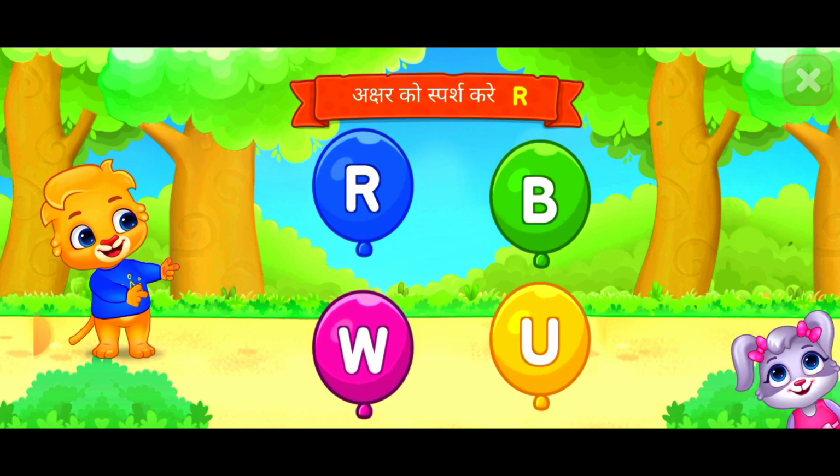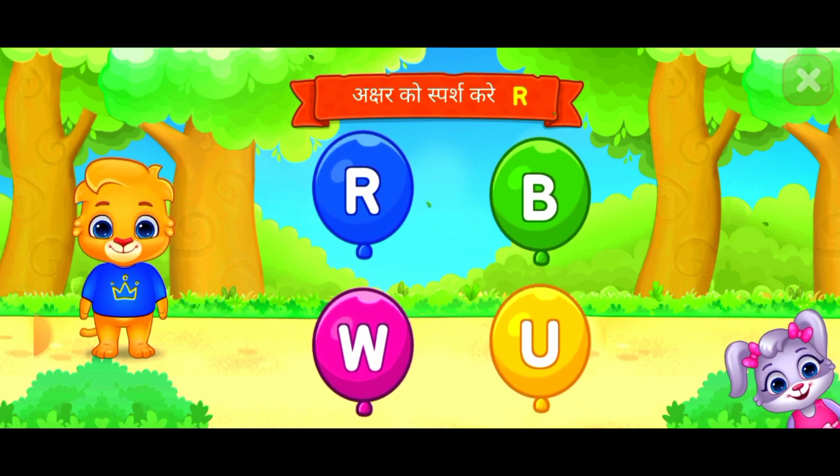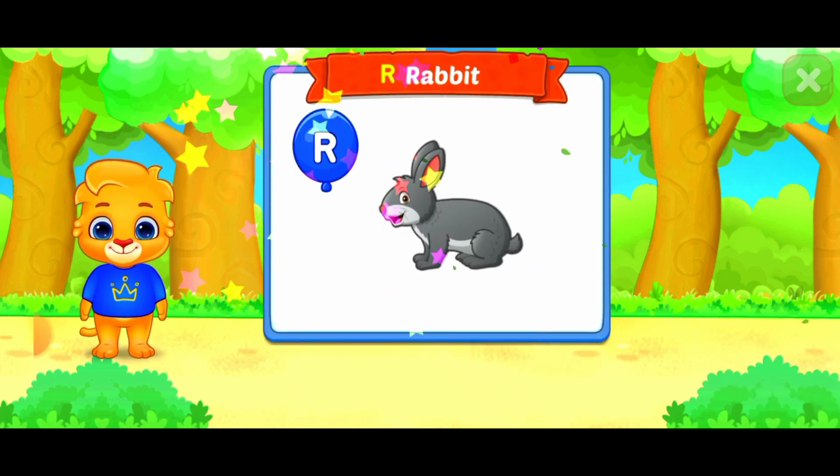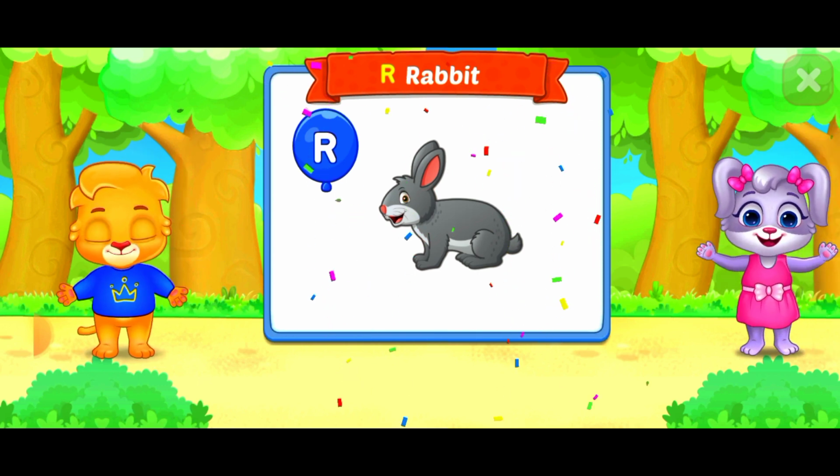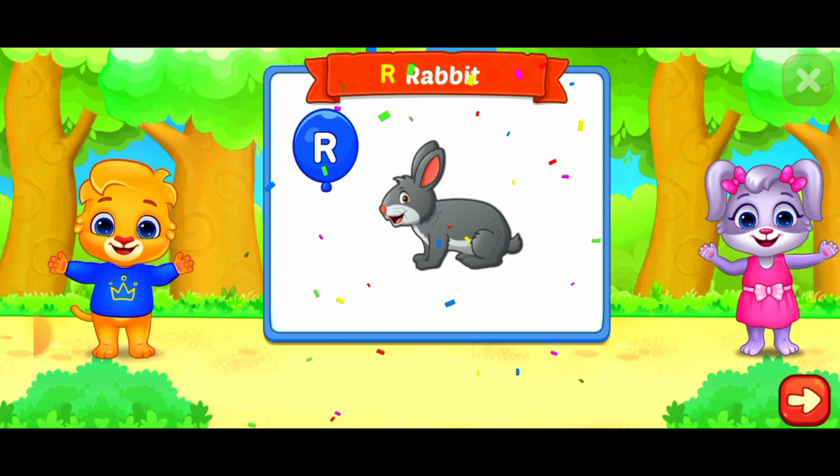अक्षर को स्पर्श करें। R. R is for rabbit.